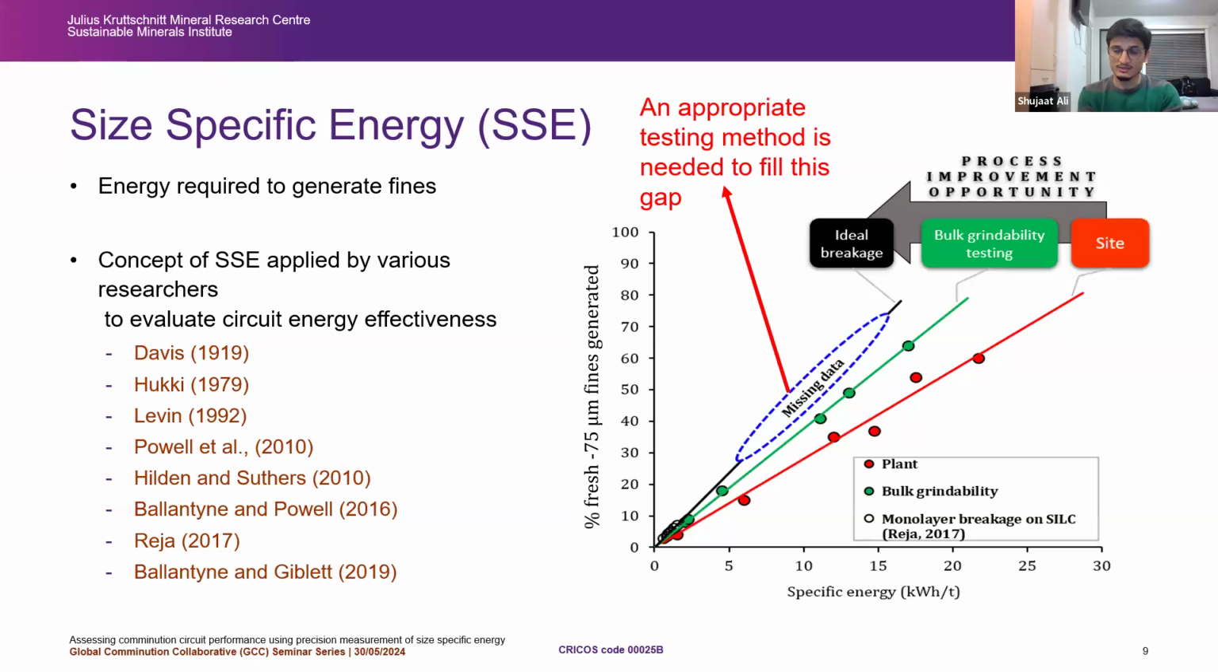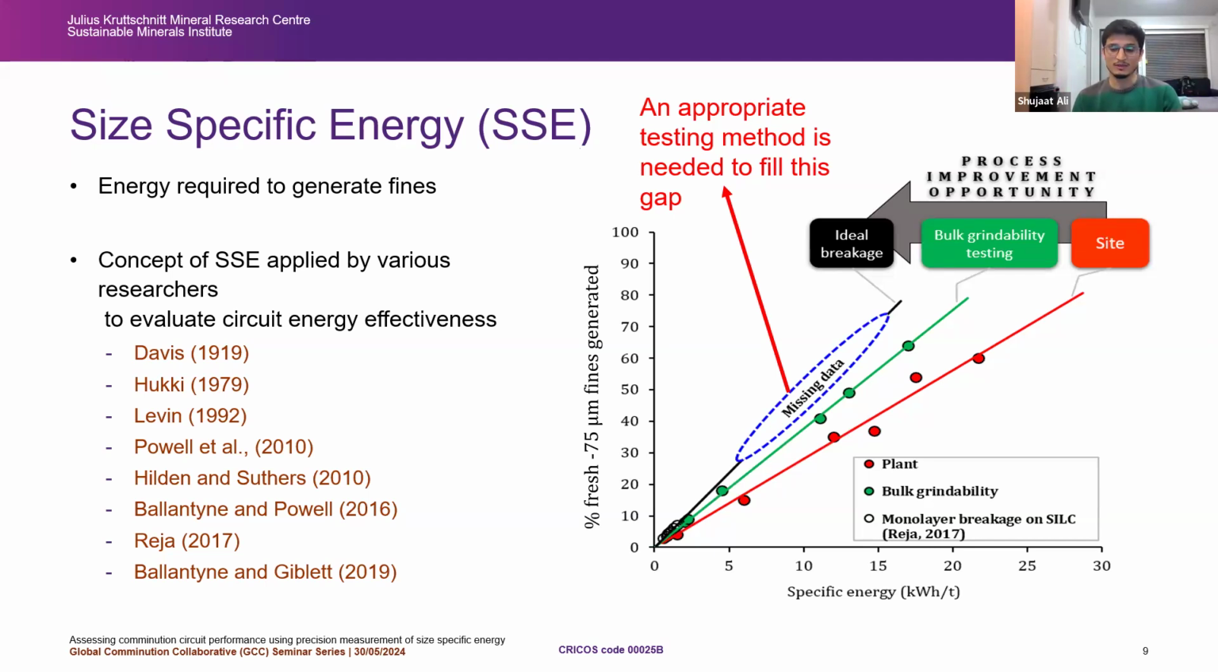It was first used in 1919 by Davis, and since then, people have been working on it. But it was really when Professor Malcolm, here in the audience, formalized the concept and brought some groundbreaking research. Then Grant took the lead, and he worked greatly on that. What you see in the plot is a typical size-specific energy curve. The x-axis shows specific energy, the y-axis is the generation of your fines material. If you plot your particles, fit a line and force it to pass through the origin, the inverse of the slope of that line gives you the size-specific energy number.